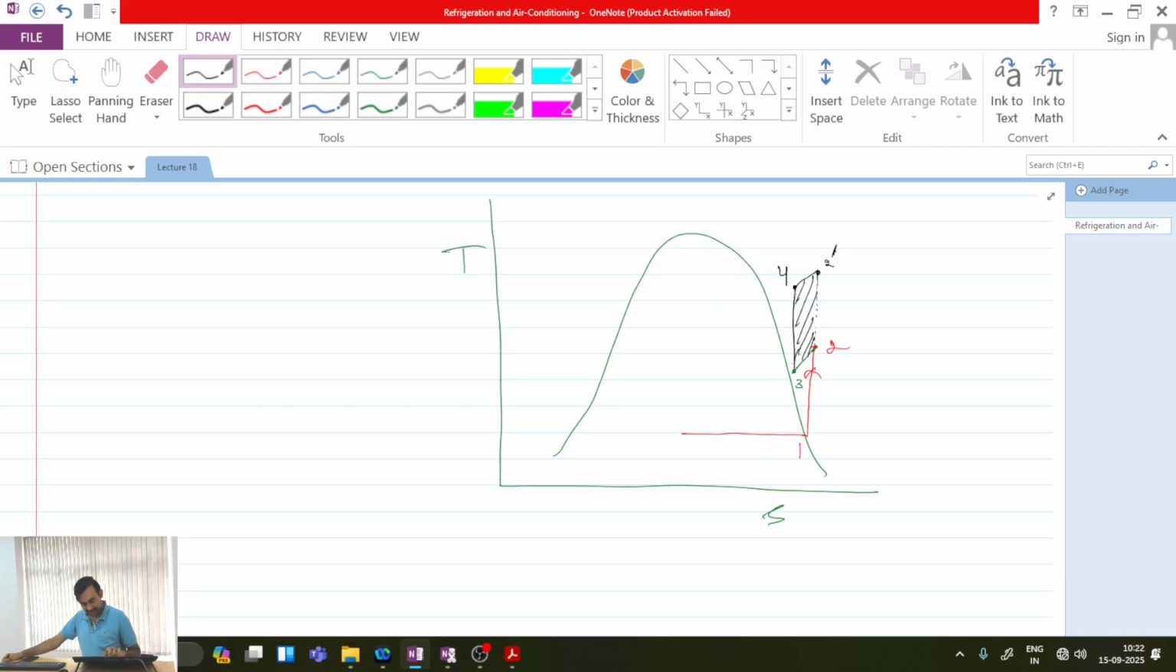1 to 2, then 2 to 3 is intercooling, 3 to 4 is compression. If I don't use this intercooling, then the line from 2 to 2 dash will extend like this up to the high pressure, and this additional area is the work which we had to spend. So because of intercooling, this is the specific work saving. Is this point clear? Does anyone have any doubt about this? Please tell me.